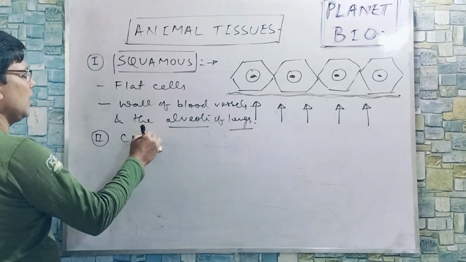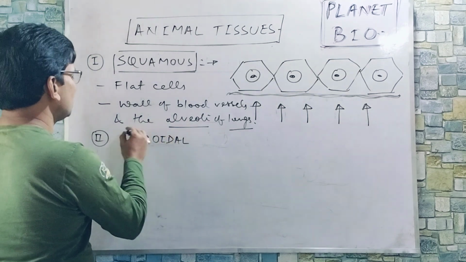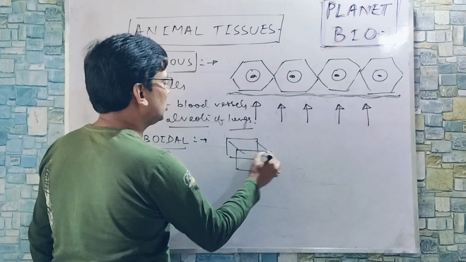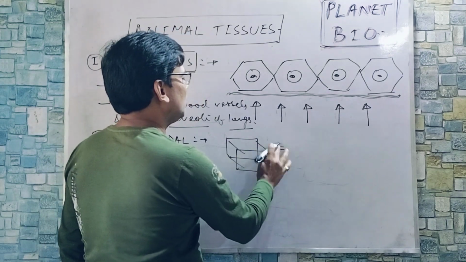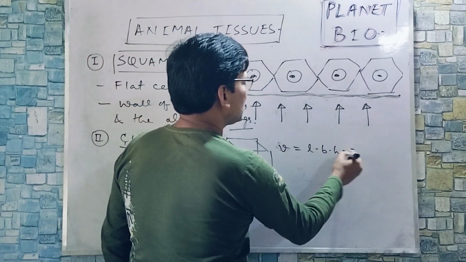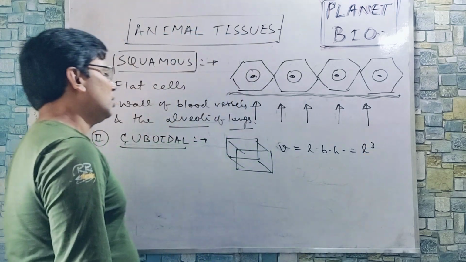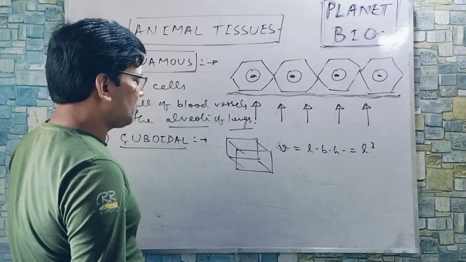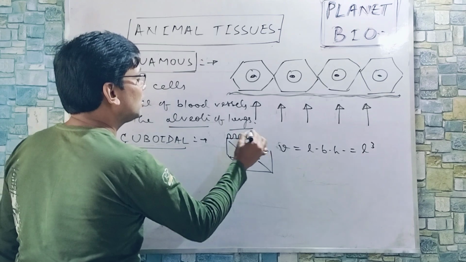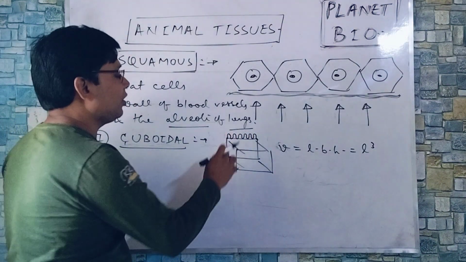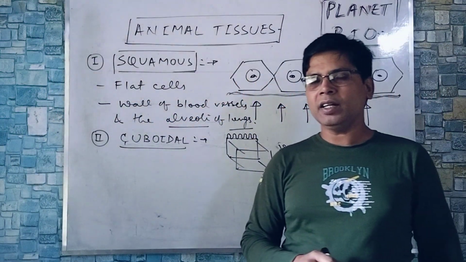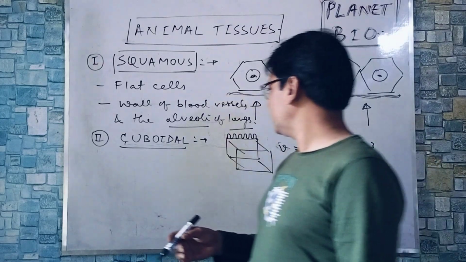Second, you can see cuboidal. Cube shaped cells are there. Cube, like this, cube. You have studied in maths. Cube shape. This is cube. Volume is equal to L into B into H. If all same, then L cube. So, cube shaped cells will be there, and with microvilli on the surface. Microvilli are finger-like projections to increase the surface area to enhance the rate of absorption here.